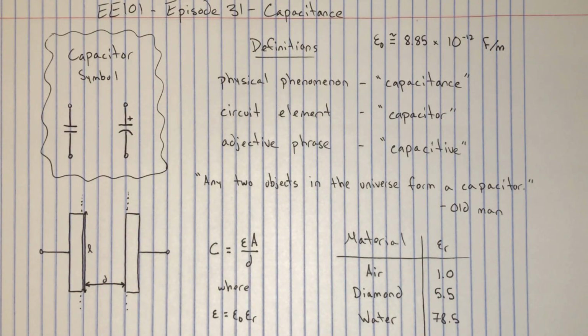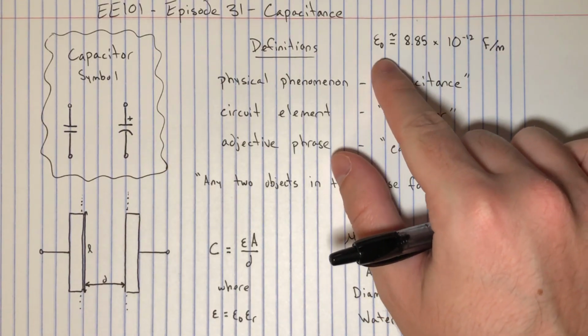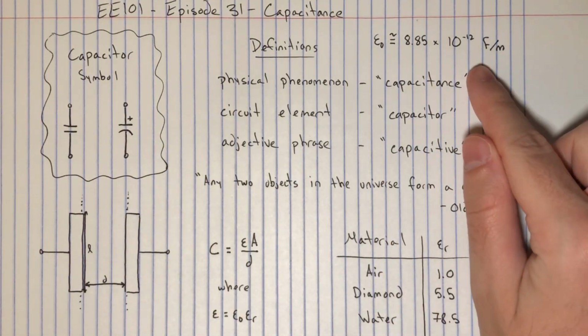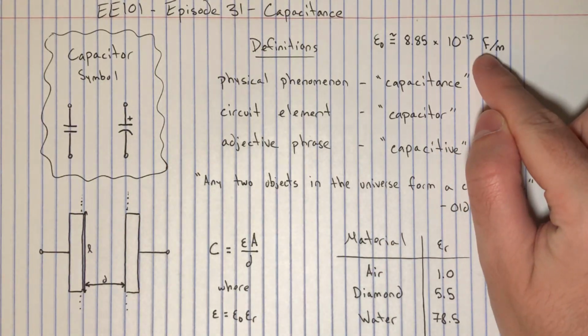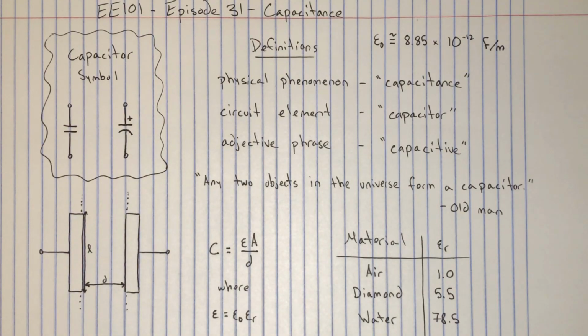Hey guys, one thing I totally forgot to do earlier is to give the actual value for epsilon naught, or the permittivity of free space. In case anyone's interested, it turns out that epsilon naught is approximately equal to 8.85 times 10 to the minus 12. And the units here are farads per meter, farads being the unit of capacitance. It's also worth noting that epsilon naught is a cosmological physical constant.